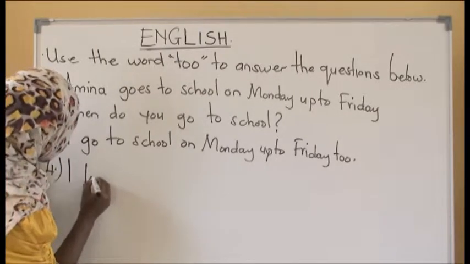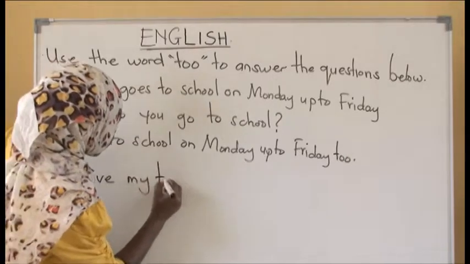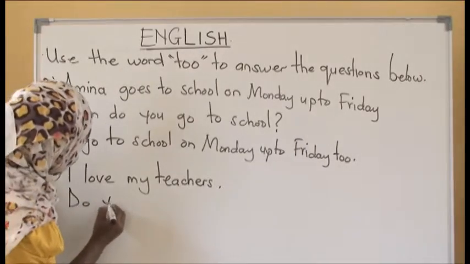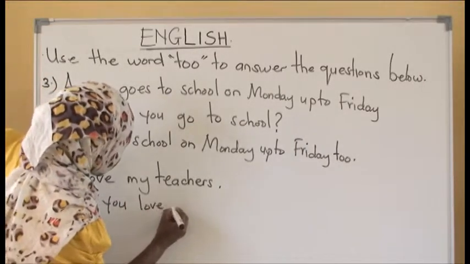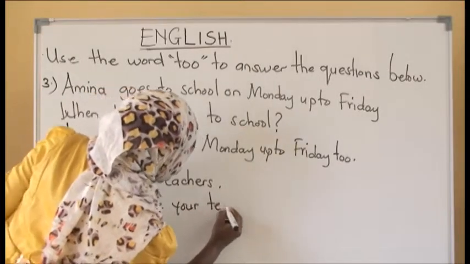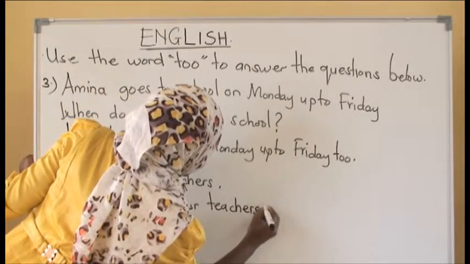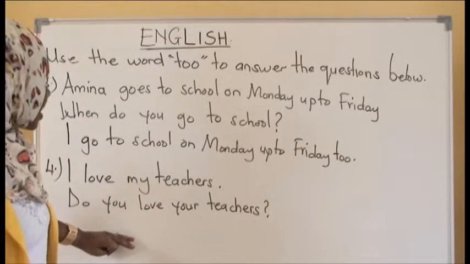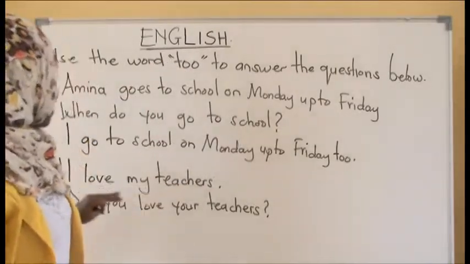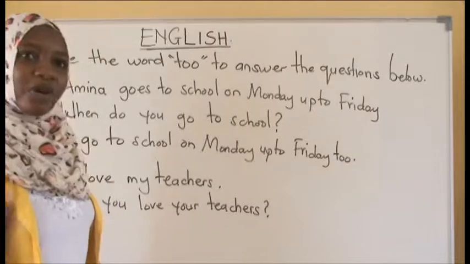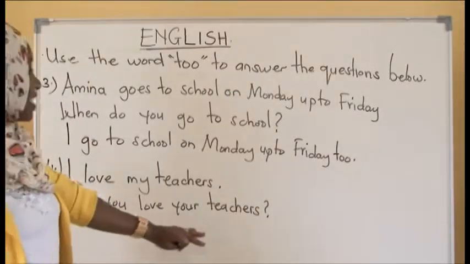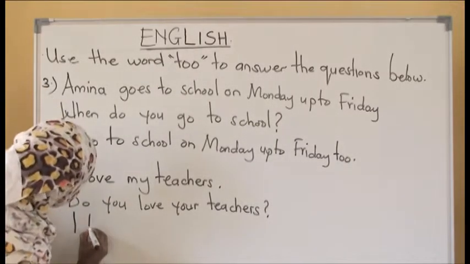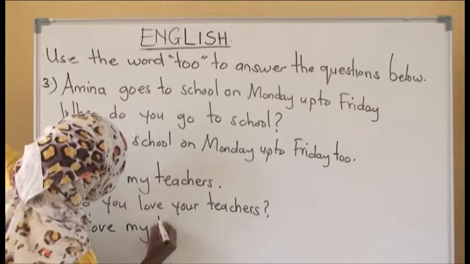So question number 4 was like this. Here was the statement, I love my teachers. Then you were asked, do you love your teachers? So here you are supposed to answer this question using the word to, because to shows similarity. This one here, I love my teacher. If you also love your teacher, you are going to say, I love my teachers too. And I'm very sure that you love also your teachers. So you answer like this, I love my teachers too.